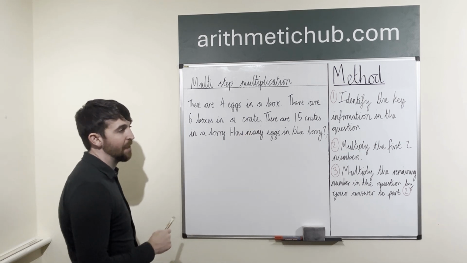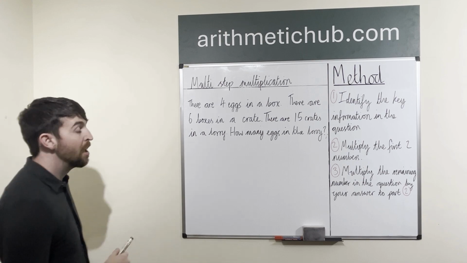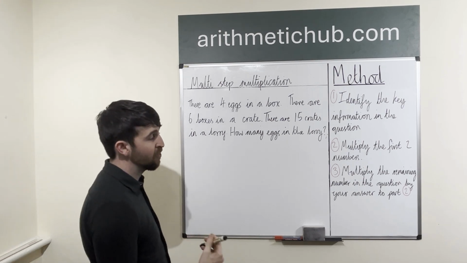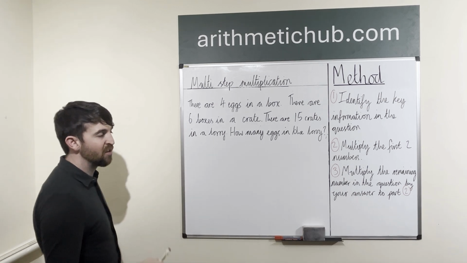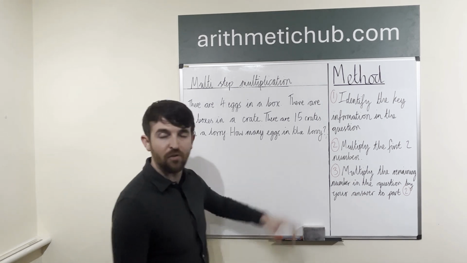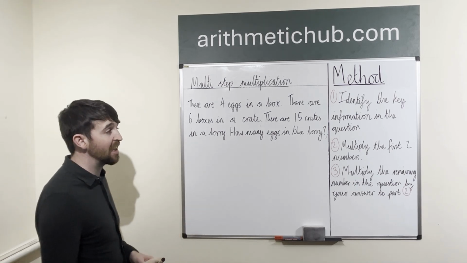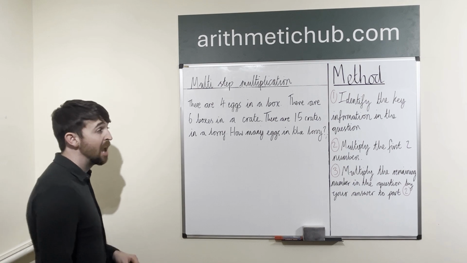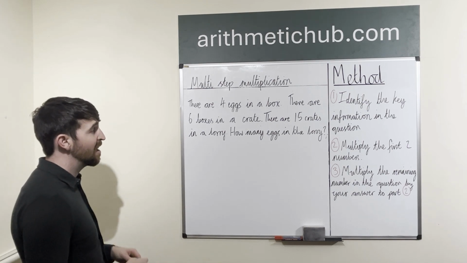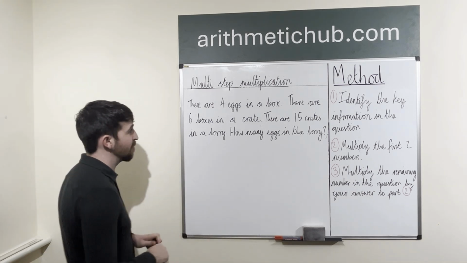So we start off with our method. First things first, we need to identify the key information in the question. Secondly, we need to multiply the first two numbers, and third, we need to multiply the remaining number in the question by your answer to part 2. Now this bit sounds complicated. It's not really when you see it in action. Sometimes it's just easier with these types of things to see it in action, because what this basically is, is three numbers multiplied together, and we've probably seen that in many sorts of ways before.